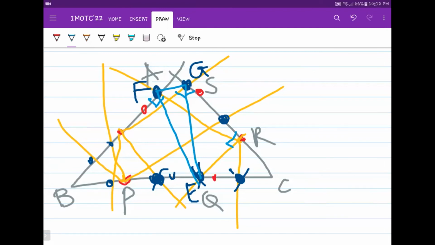Should we do it with this blue triangle? I'm having trouble with this. Am I on the right way or have I made some mistake?